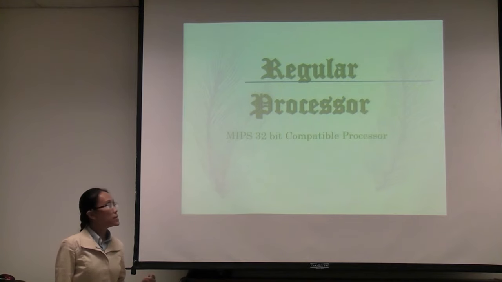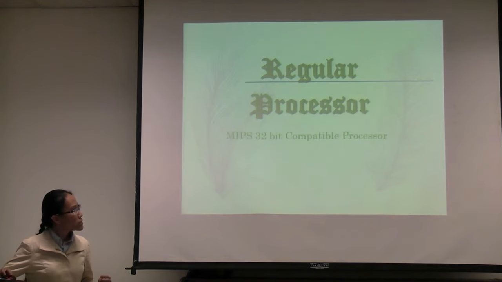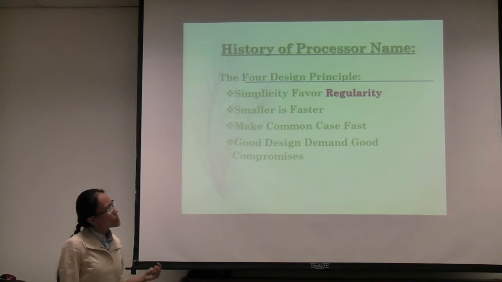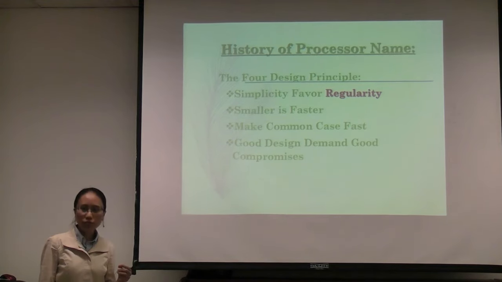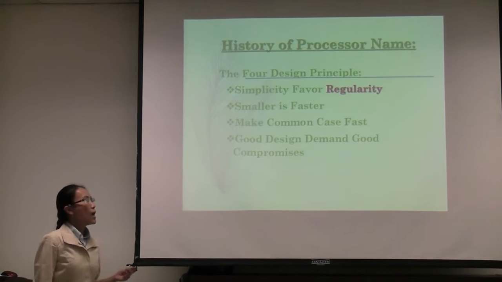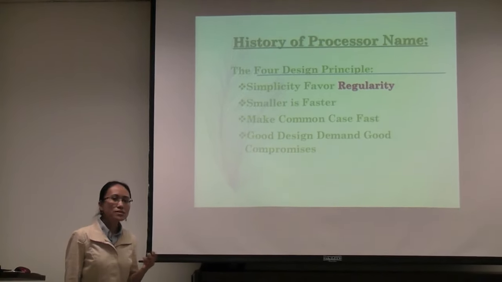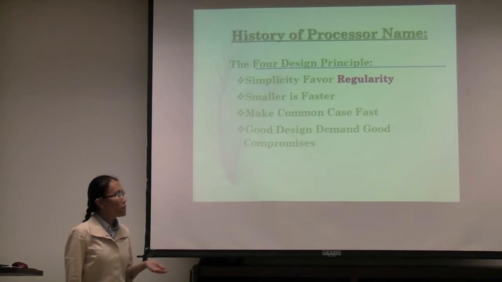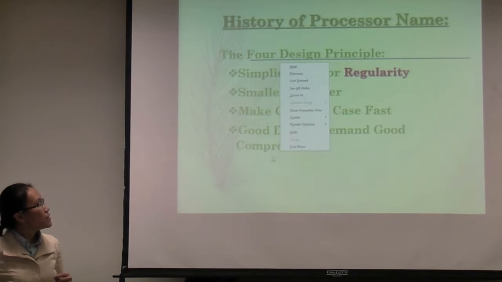The name of the processor is Regular processor, which is a MIPS 32-bit compatible processor. The reason I chose Regular as the name of the processor is because there are 4 design principles. The first design principle is simplicity favors regularity, and the purpose of the design is to have a small and fast processor. That's why I chose the name Regular.